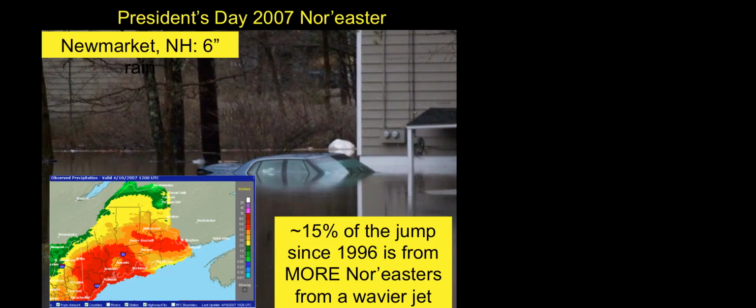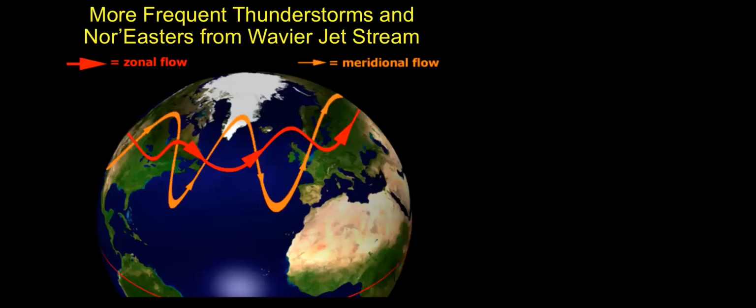And so around here, we call them nor'easters because when they hit, we get the wind coming out of the northeast. And so these are also caused by a wavier jet stream. And again, what we've seen is the jet stream is getting wavier and wavier through time, especially since 1996. And so let's look at that a little bit.